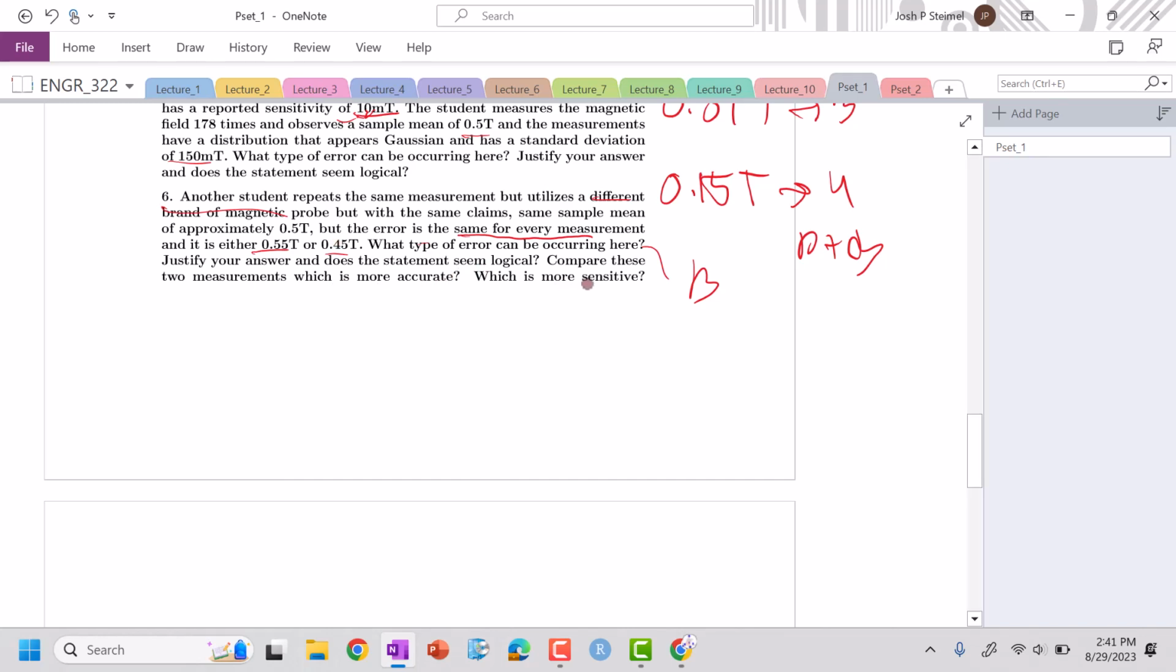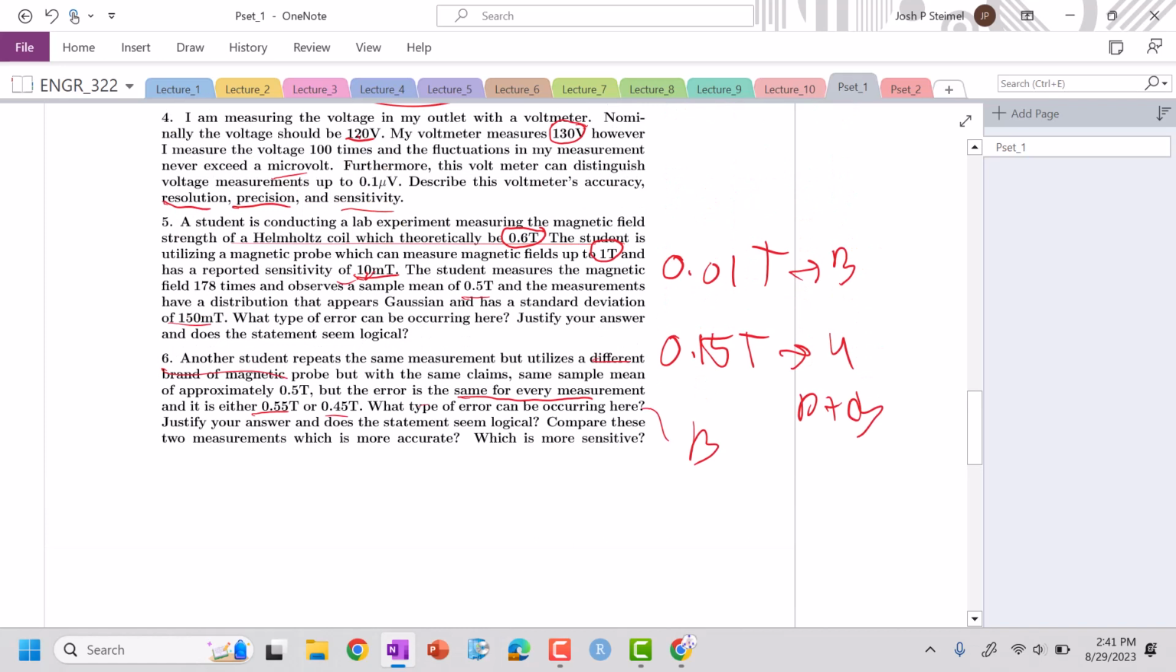So compare these two measurements, which is more accurate? If they both have the same sample mean, let's look at the deviation. The total uncertainty here was 0.15.